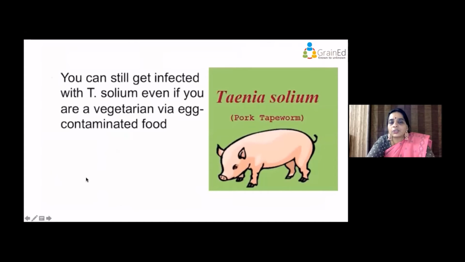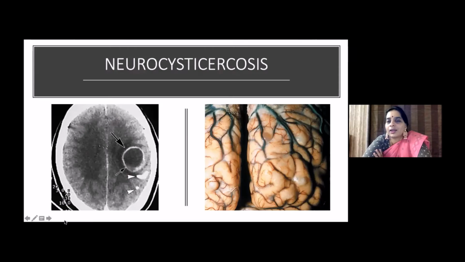Okay. So that is what we are saying. You can still get infected with Taenia solium. So we have got Taenia solium and Taenia saginata. Solium is what is there in the pork, and saginata is what is there in the cattle. And this is what is neurocysticercosis. So neurocysticercosis is something that, as I said, the egg you have ingested somehow, through food or water, and it has gone to your intestine, then it has traversed through your blood, and it has gone and settled in organs.